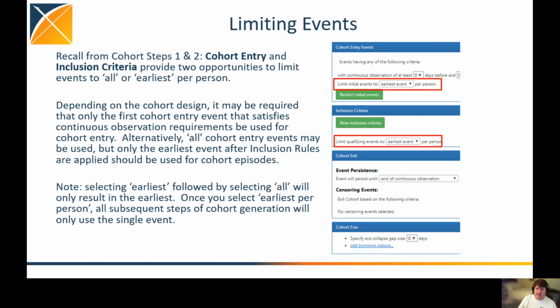And then here we could specify earliest event so that the earliest qualifying cohort entry event is used for the entire cohort. Note, selecting the earliest followed by selecting all will only result in the earliest. Once you select the earliest per person, all subsequent steps of cohort generation will only use the single event. In other words, specifying earliest in the first step and then all in the second step will not let you have all events used by the person. By specifying earliest in the first step, you've limited to 1 event per person for the remainder of the cohort definition.